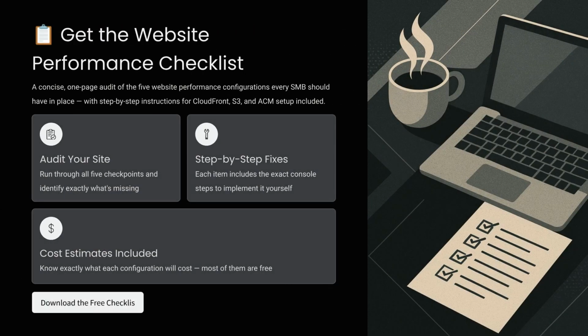The remaining items include tuning cache behaviors for different content types, pointing your custom domain to CloudFront, and setting up CloudWatch alarms to monitor error rates and cache hit ratio. These steps ensure optimal performance.